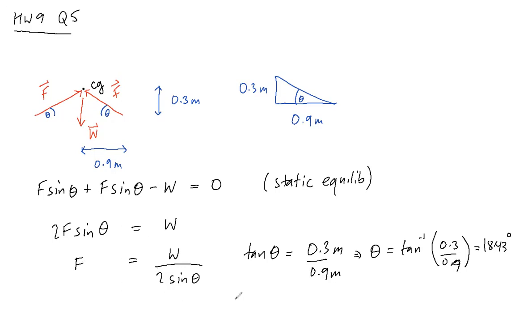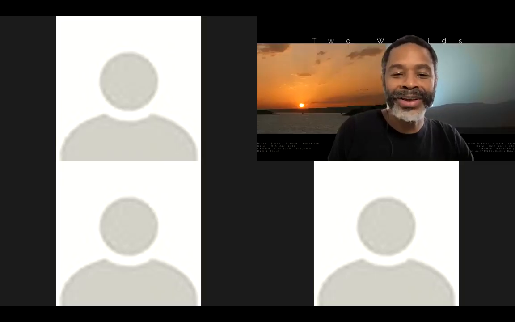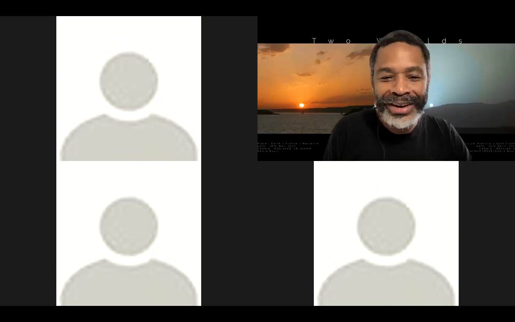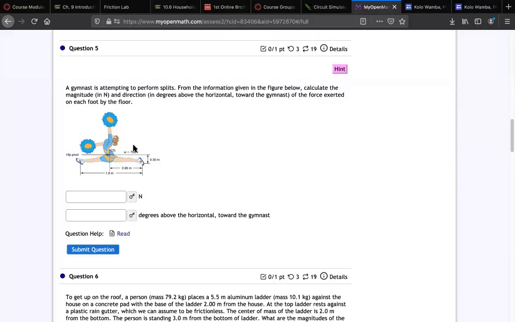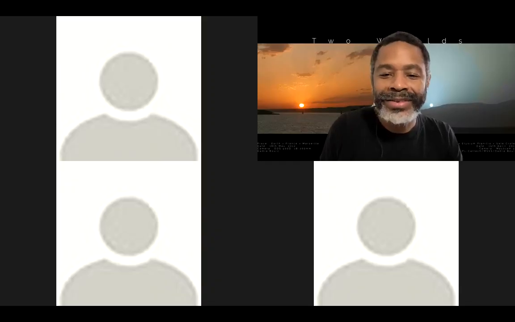So we get F for our magnitude. So they tell us it's in very small print on the diagram, by the way. You almost can't even see it. But here I'll show you. You see in very tiny print, it says W equals 700 newtons. Okay, so that's the weight of the cheerleader. So we put the 700 newtons.